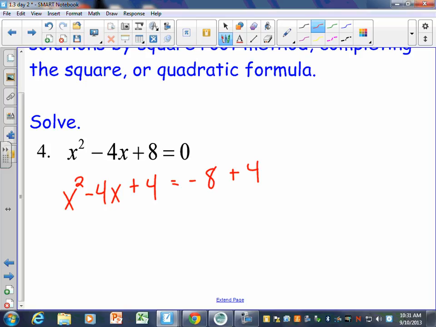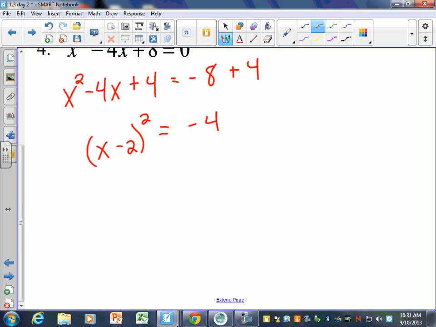Notice completing the square, that's pretty easy to do. I could probably do this quicker than I could do the quadratic formula. Because now I can just factor this, and it's always half of the middle number. So half of negative 4 was negative 2. And negative 8 plus 4 is negative 4. And then what's the next step? Square root both sides. Because when we square root a quantity squared, we just get back x minus 2.